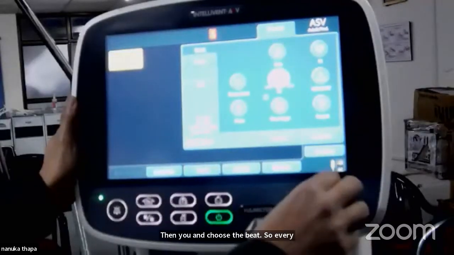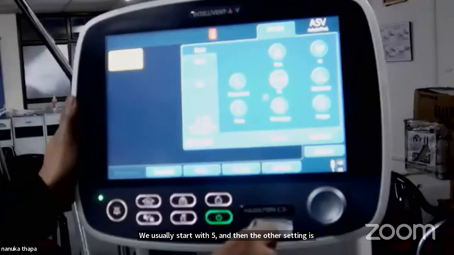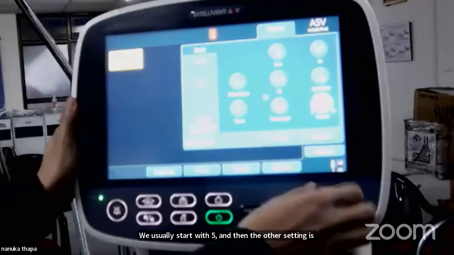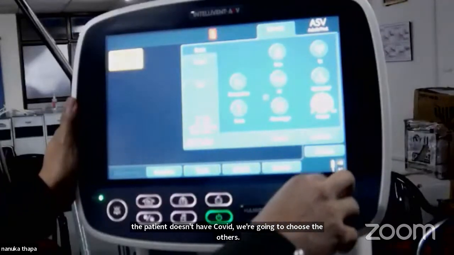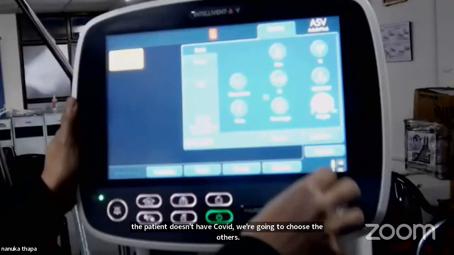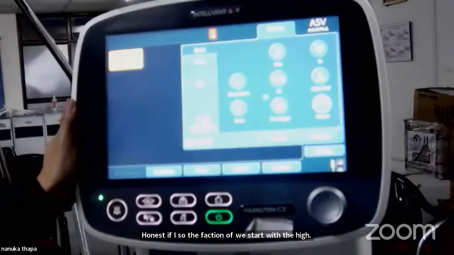The other setting is the IE ratio. Since the patient doesn't have COPD, we're going to choose 1:2. The other one is FiO2, the fraction of inspired oxygen. We will start with a high FiO2 of 100 and then decrease as the need arises.